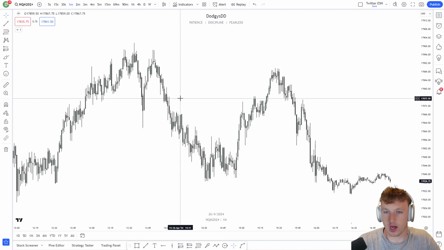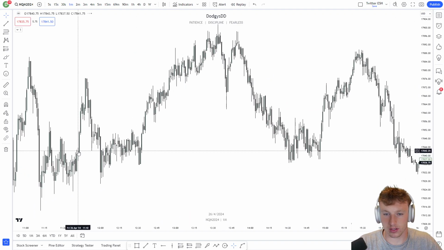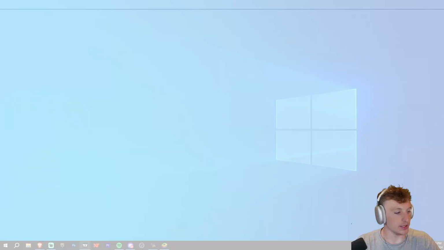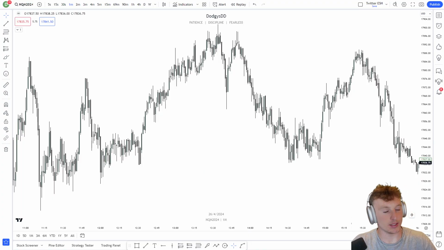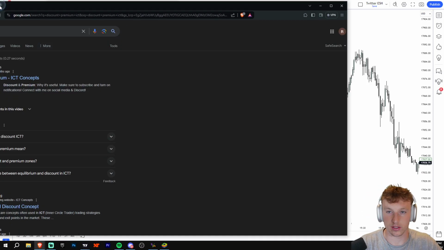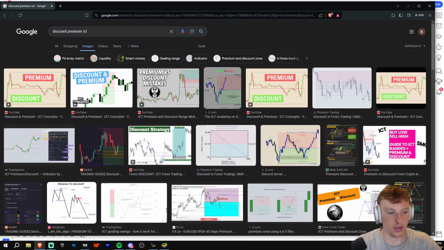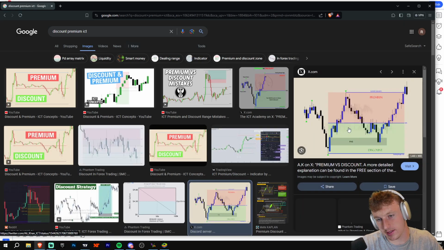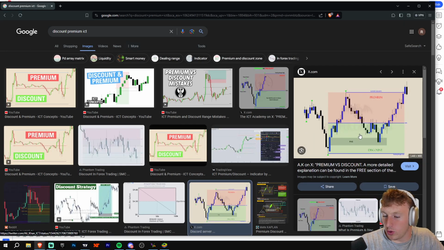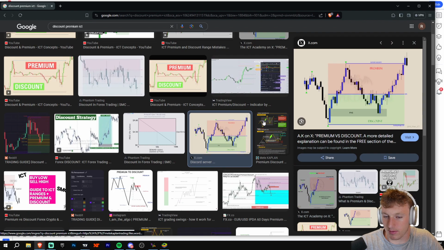Same thing in the market. But how do you actually draw a discount or premium range? Well, there's a lot of visuals. Just to show you how easy it is, search up discount, premium, ICT on Google and you can find tons of visuals. I have some myself, but you might like other people's better. It's a tool that separates the leg in half, putting half in discount and half in premium. You can find a lot of videos regarding this.